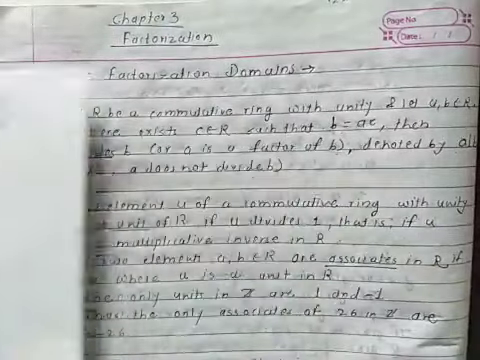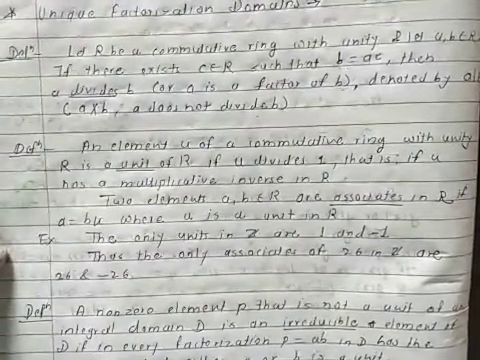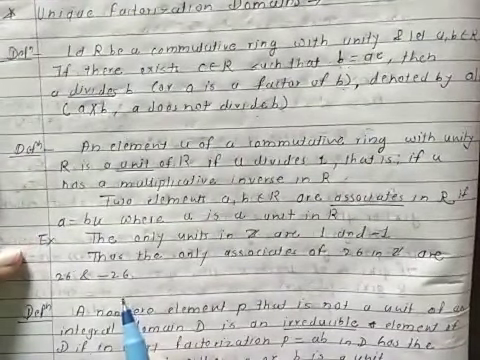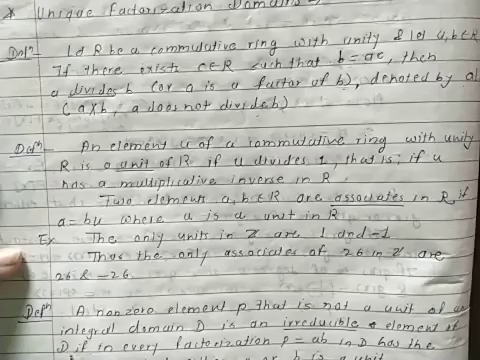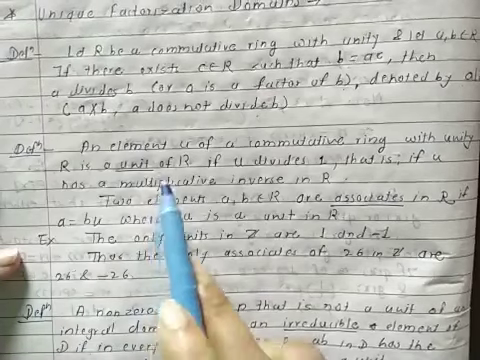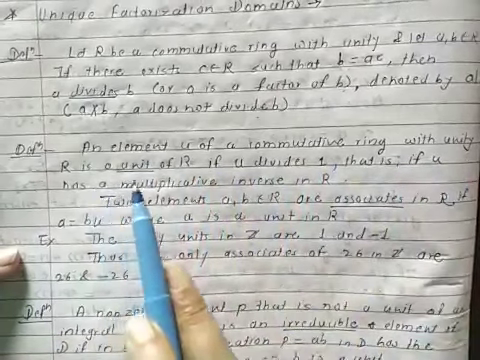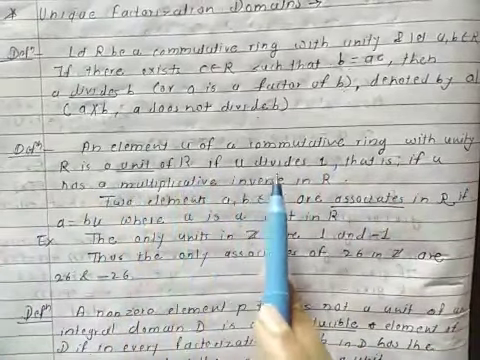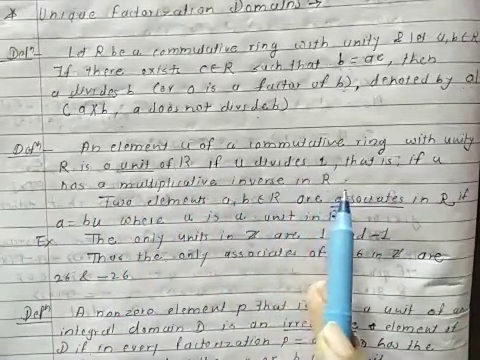Next definition: what is a unit of a ring? We have seen before that a unit of a ring means any element which has a multiplicative inverse. In another language, an element U of a commutative ring with unity R is a unit of R if U divides 1, that is, if U has a multiplicative inverse in R.